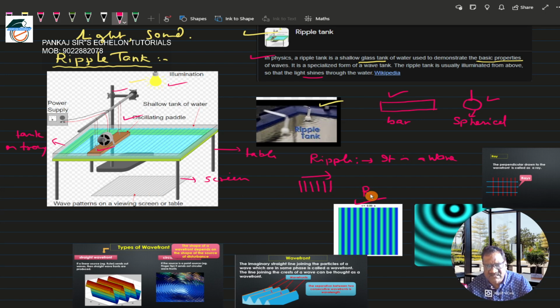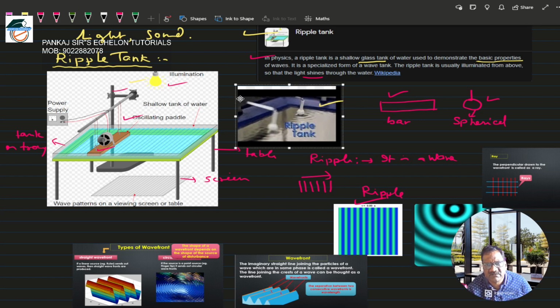So this is a ripple which you will see when you are using an oscillating pedal in the form of a rectangular bar. And when you are using this spherical pedal, can you see here, this is that spherical pedal that I was talking about. Let me enlarge this. Yeah, can you see this is that spherical pedal.